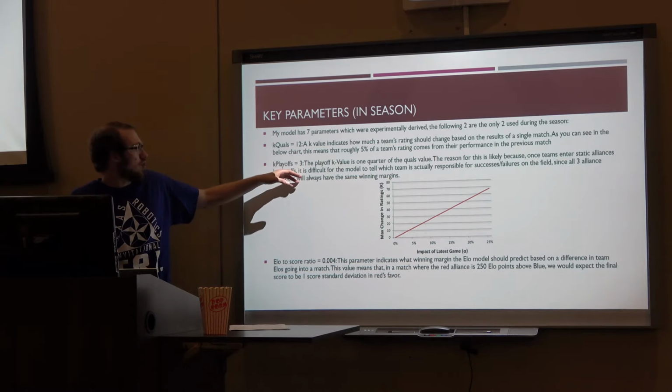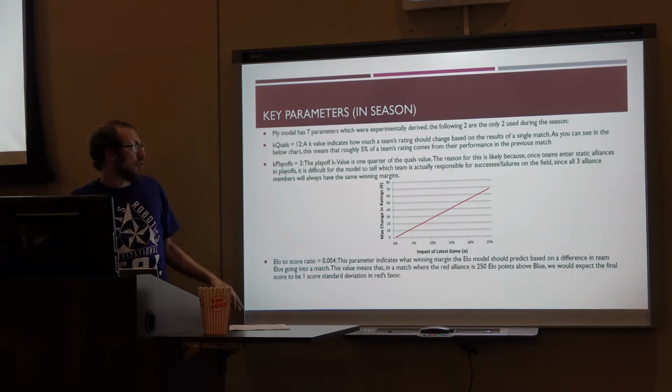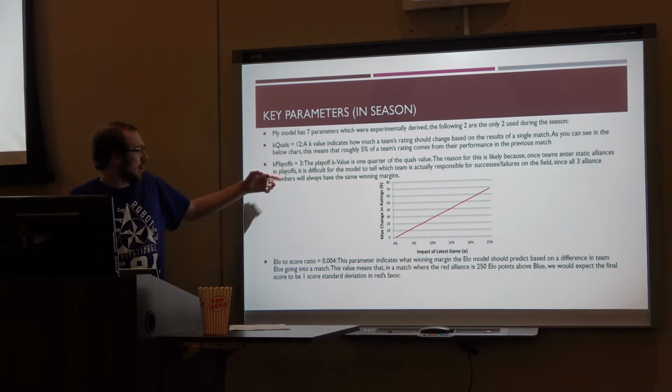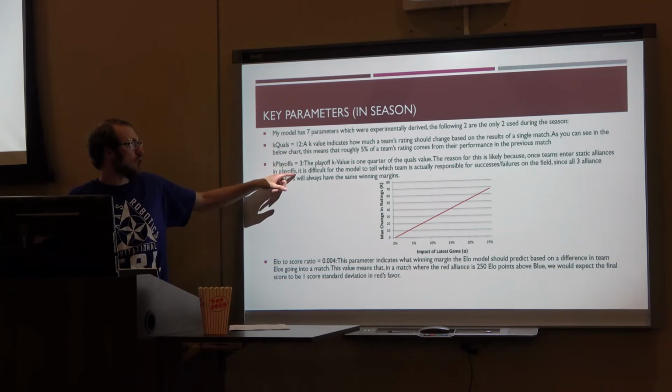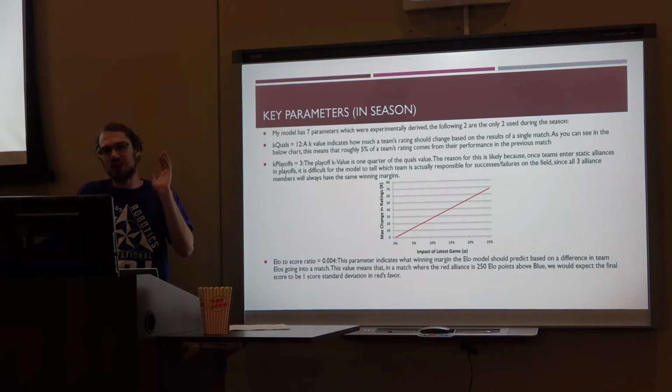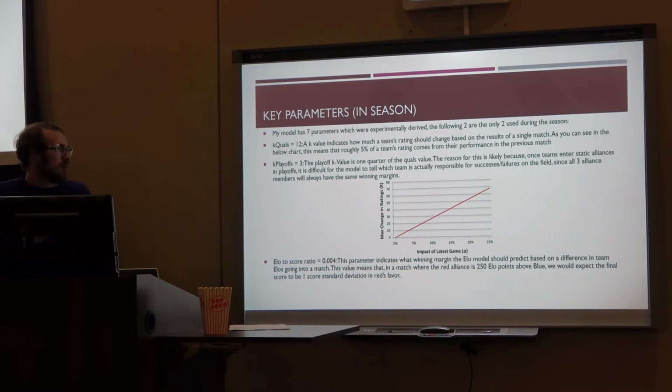K playoffs is 3, so playoff results are only worth 1/4 as much as quals results. I can't tell you exactly why that is. All of these are experimentally determined. I could get better predictive power with 3 here than with 5 or with 2, but I suspect the reason it's so low compared to the quals value is that once you get into playoffs, it's difficult to just look at match scores to determine how good individual robots are, because all those robots are working together to perform in those playoff matches. So it's hard to say which team's rating should be going up or down in playoff matches, because they're so closely intertwined with your alliance partners, it's difficult to extricate that.